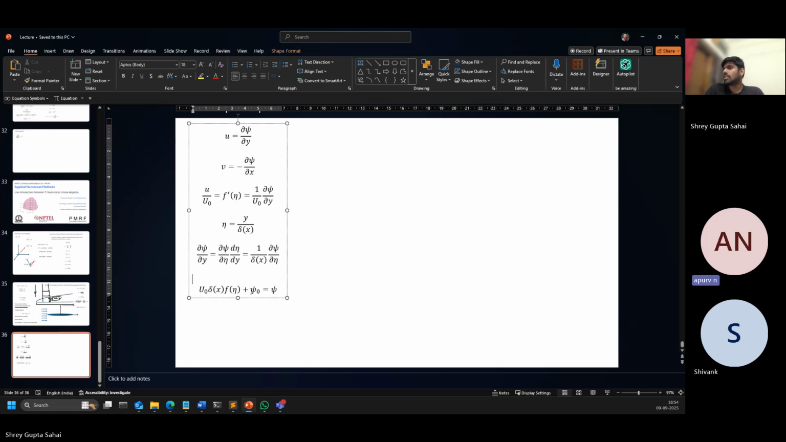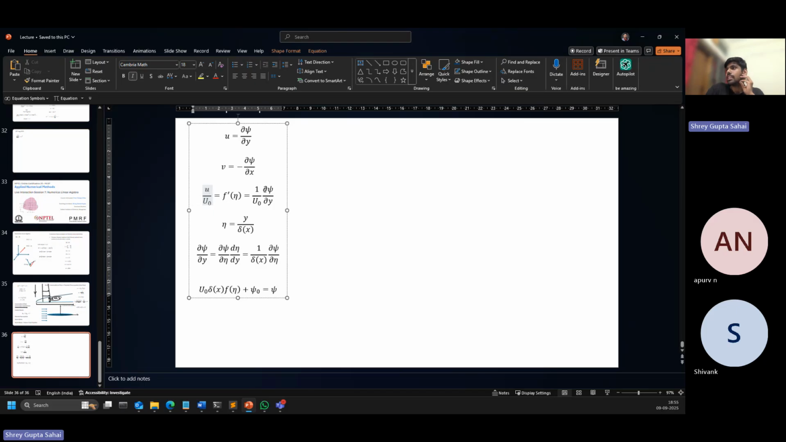So what is the third equation? u by u naught equal to f dash of eta, right? And that is equal to 1 by u naught. I just basically substituted u by del psi by del y. So if you do that, just remove del psi, just write del psi by del y. So 1 by u naught remains same, del psi by del y, right?